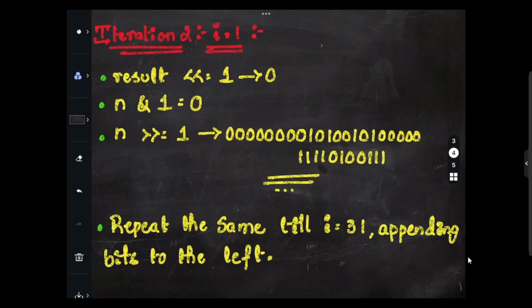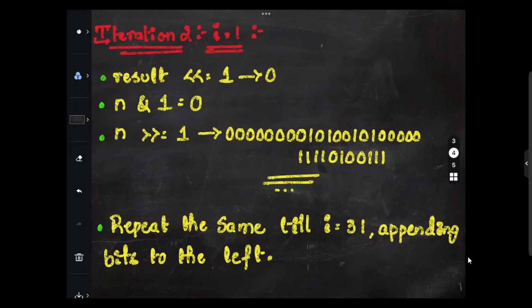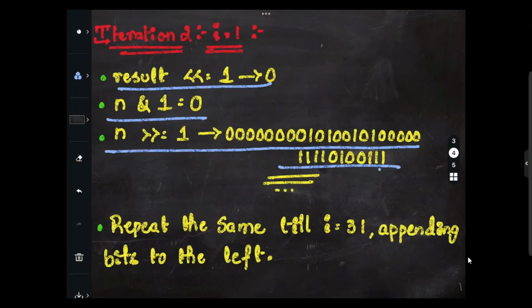Next, we have this 0 and we append it to the left. The same step carries on in the second step, where we append the last 0 to the left side. We will repeat the same process till i equals 31, appending bits to the left.